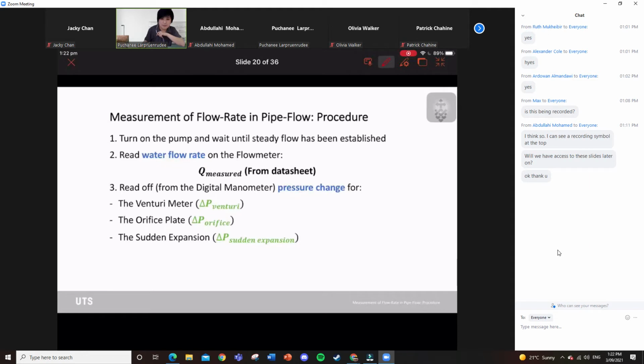So, the process of the experiment, part B. Again, we start by turning on the pump and waiting until steady flow has been established. And then you need to read the water flow rate on the flow meter, we call it Q measured. You get it from the data sheet again. Then you need to read off from the digital manometer the pressure change for the venturi, orifice, and sudden expansion.